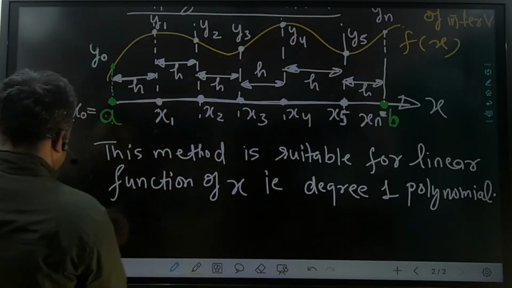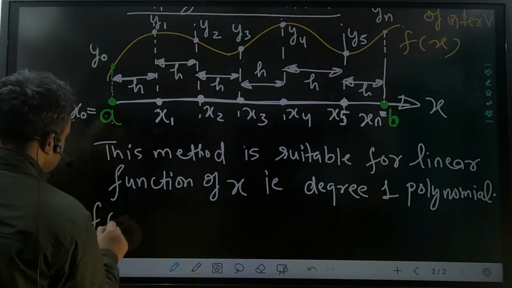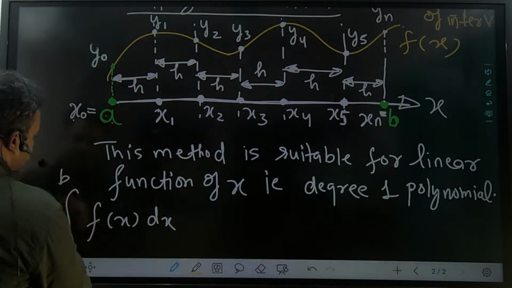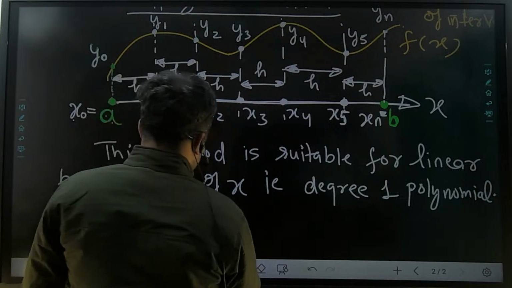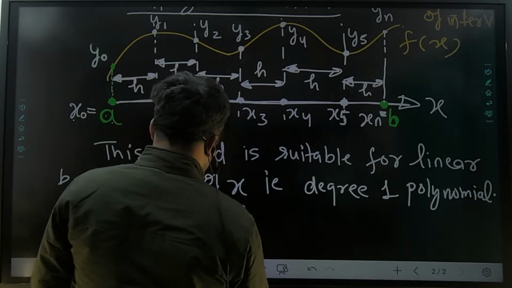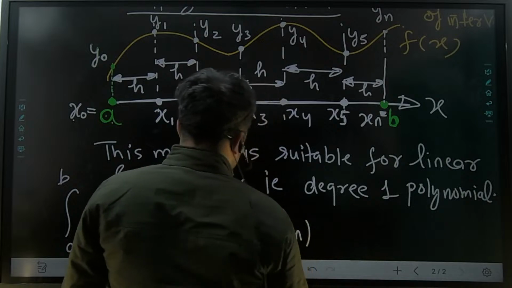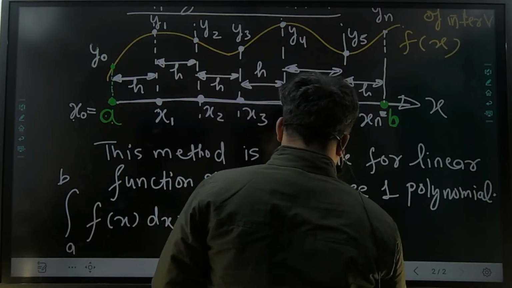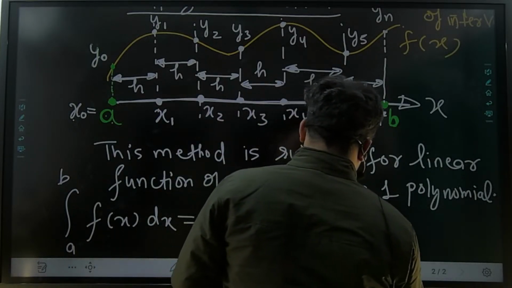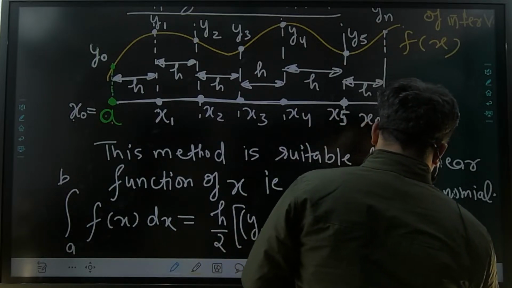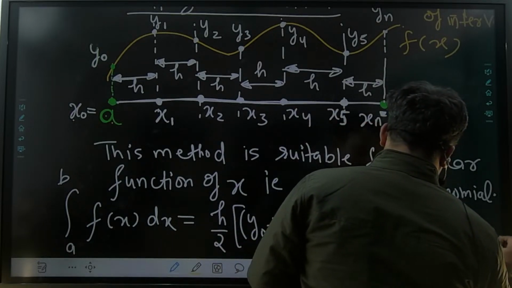So the integration of f of x dx from a to b is given by the trapezoidal method as: h by 2 times y naught plus yn, plus 2 times y1 plus y2 plus y3, and so on up to yn minus 1.